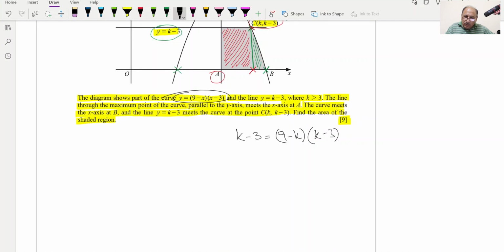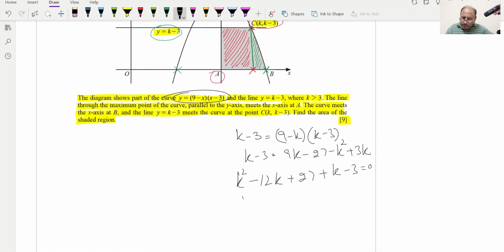Now we can open this, k minus 3. Opening the bracket, 9 into k will be 9k, and minus 27, and then minus k squared plus 3k. Now we can basically shift this all to the other side and write k squared, and 9k plus 3k will be 12, so minus 12k, plus 27, and plus k minus 3 is equal to 0.